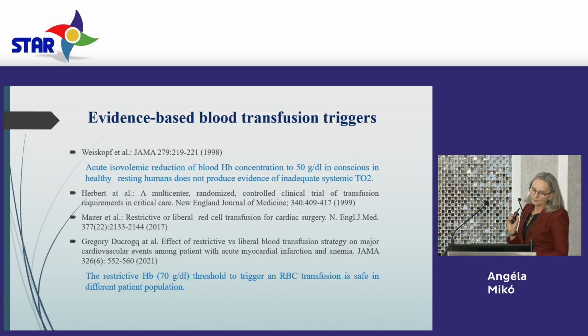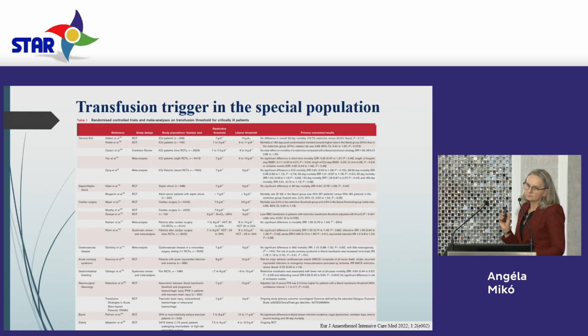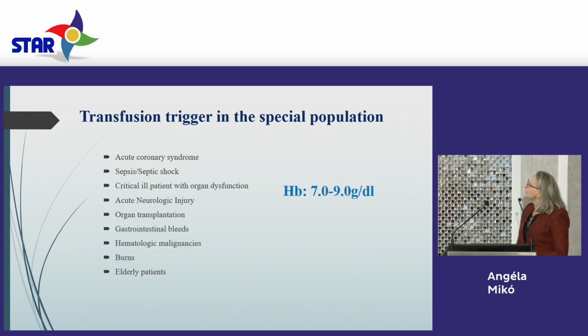What does the research say about transfusion right now? Current literature supports restrictive blood transfusion with a hemoglobin threshold of 70 grams per liter. But in some conditions it may be too low, and that's why a slightly higher hemoglobin threshold is suggested for special populations.